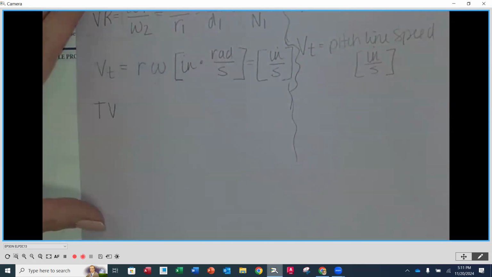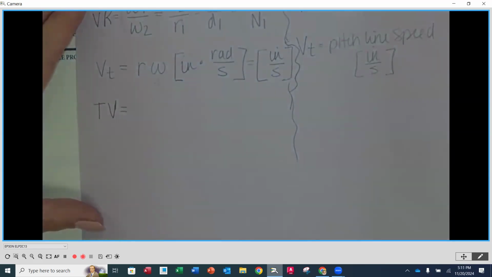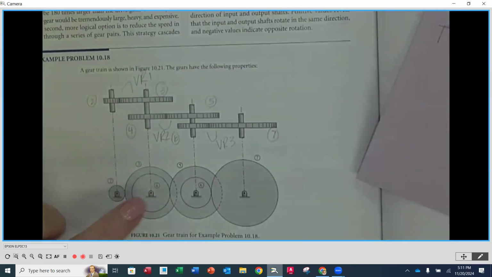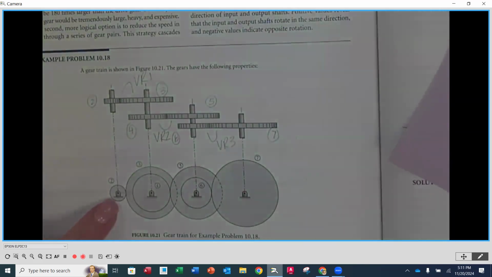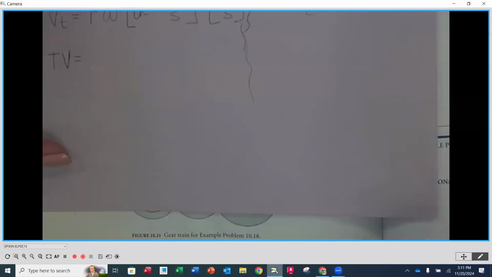So TV, which is going to be train value, is going to be equal to, now, many times, one of the things that we want to know is when we look at the train, we want to compare the very first input gear on our train, how fast it's going, to the output gear. So in the case of the example we looked at here, our input would be number 2. And we want to know, in comparison, what is the angular velocity of number 7? They're not directly related, but that's usually something we want to know.